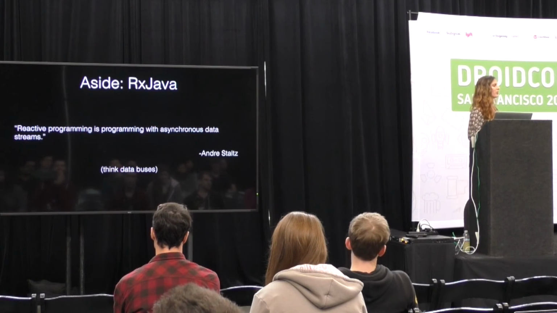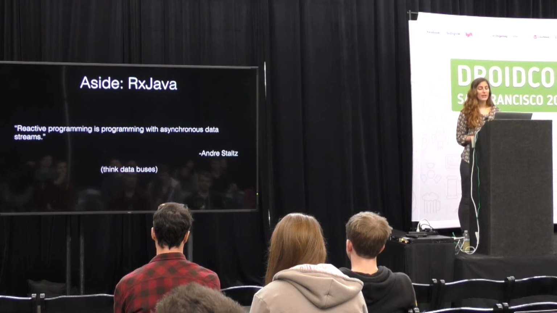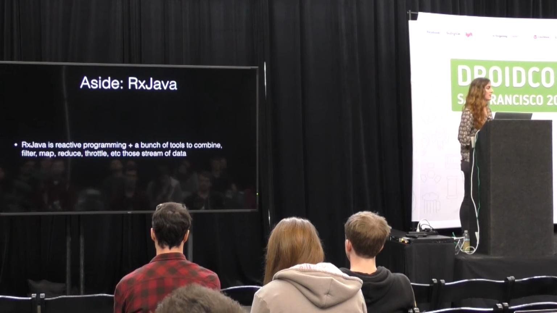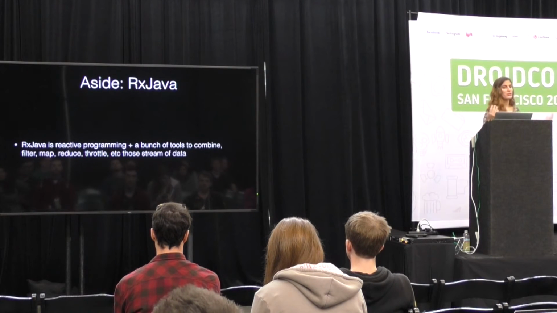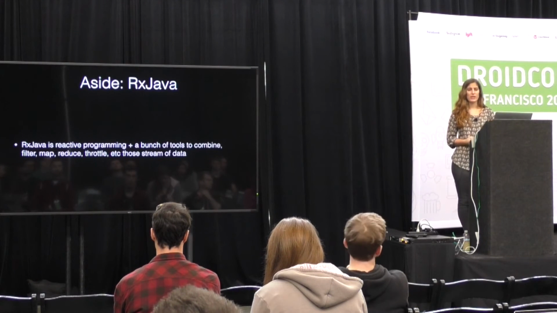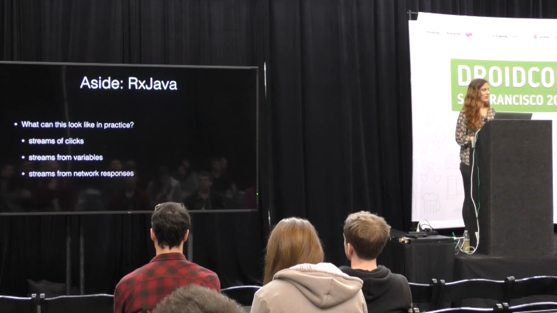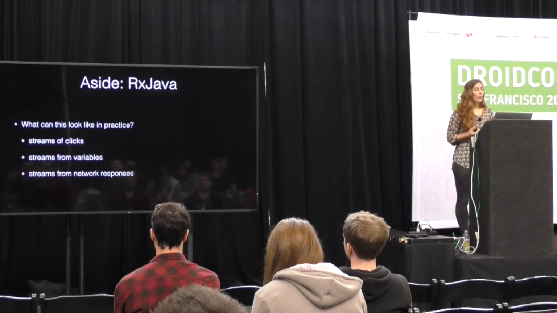So RxJava, for the few people who didn't raise their hand, it's reactive programming with async data. The great thing about it is that it adds maps and filters and all sorts of subjects and other things for handling this data, but it really is just accessories to async calls. Well, they could be synchronous as well. What can it look like?